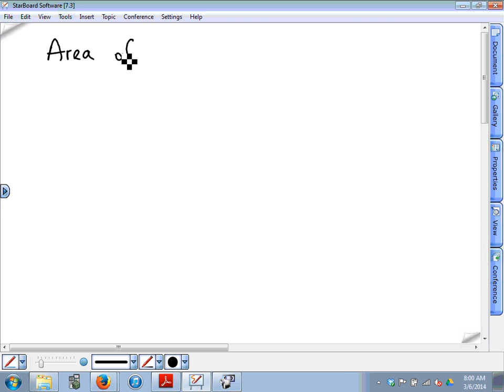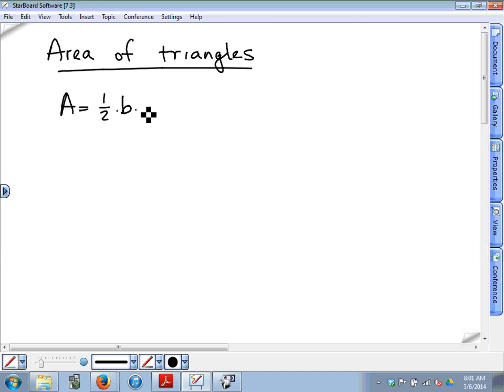Area. Area of triangles. Now, I'm sure most of you are familiar with one formula, and I say one formula because there are several formulas for the area of a triangle. But one of them is 1/2 times base times height. That's one that you probably or hopefully remember from geometry.